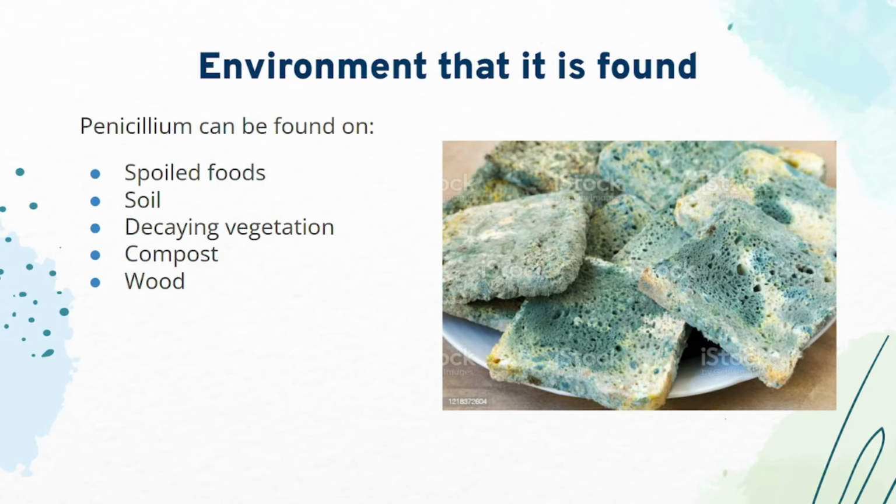We can find Penicillium on spoiled foods, soil, decaying vegetation, compost, or wood. We can locate it as a common green mold or common blue mold.